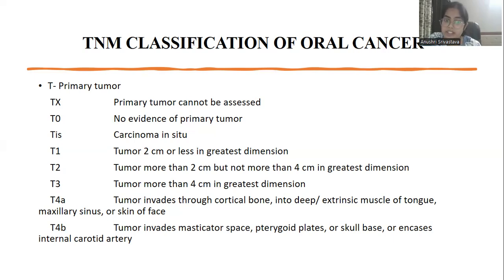If the tumor invades through cortical bone into the deep extrinsic muscle of the tongue, maxillary sinus, or skin of the face, at that time we will give T4A. If the tumor invades the masticator space, pterygoid plates, or skull base, or encases the internal carotid artery, then we will give T4B. So these markings are there: TX, T0, T1, 2, 3, 4A, 4B. We give the marking on the basis of how we are finding or assessing the tumor.